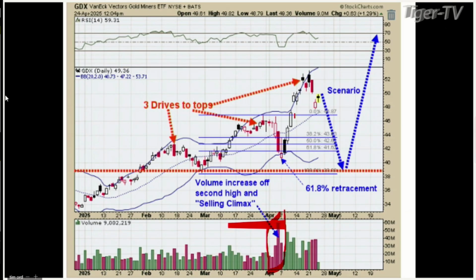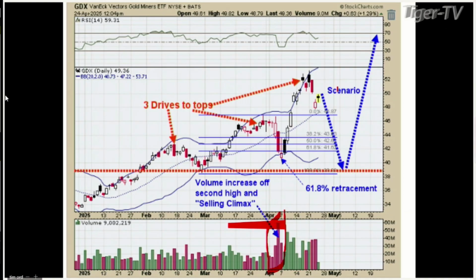Then we had a surge to the upside, and we sold out right at the 50 range. It went up a little bit higher, but we're starting to pull back now. Three drives to top patterns, according to the books, are a timeout in an uptrend. They're usually not topping patterns. They pull back down to where the pattern began, which happens to be 39. Then from there, we start moving up again.